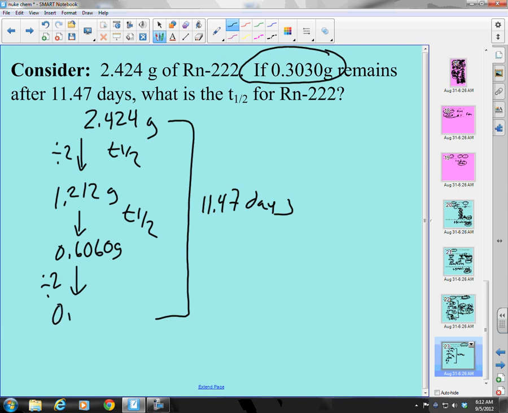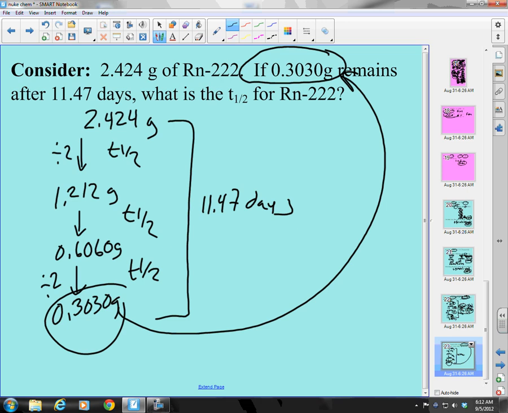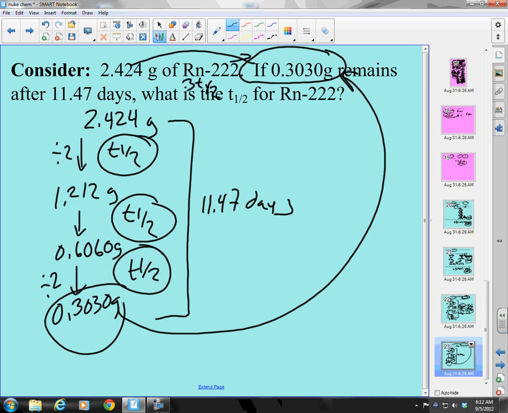I get 0.3030 grams after that half-life. Is that what I want? Hey, that's what I want. Woohoo! Good. How many half-lives did that take? 1, 2, 3. It takes 3 half-lives, 3 T1 halves to go from 2.424 grams to 0.3030 grams.